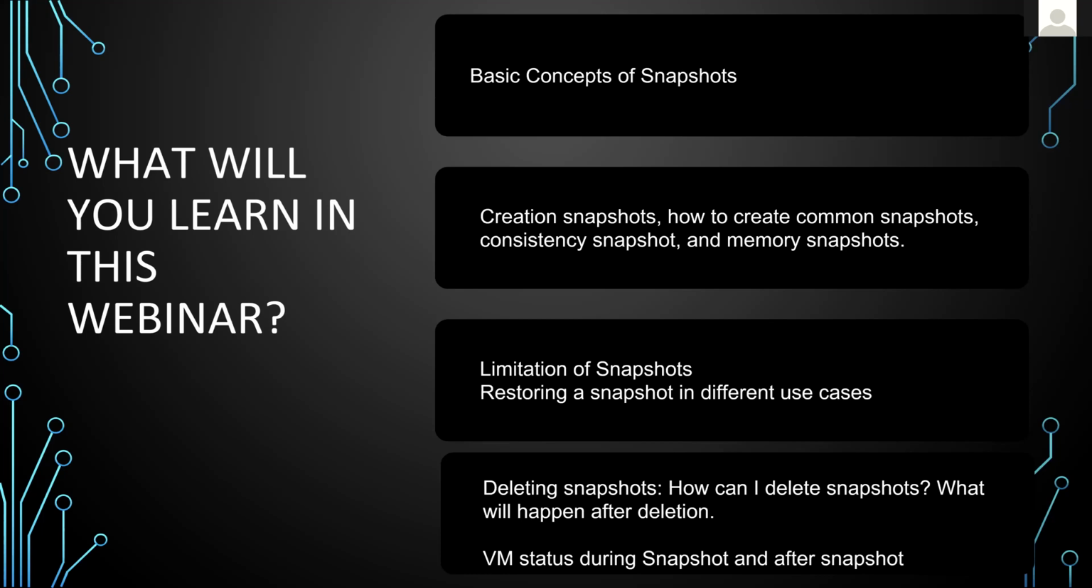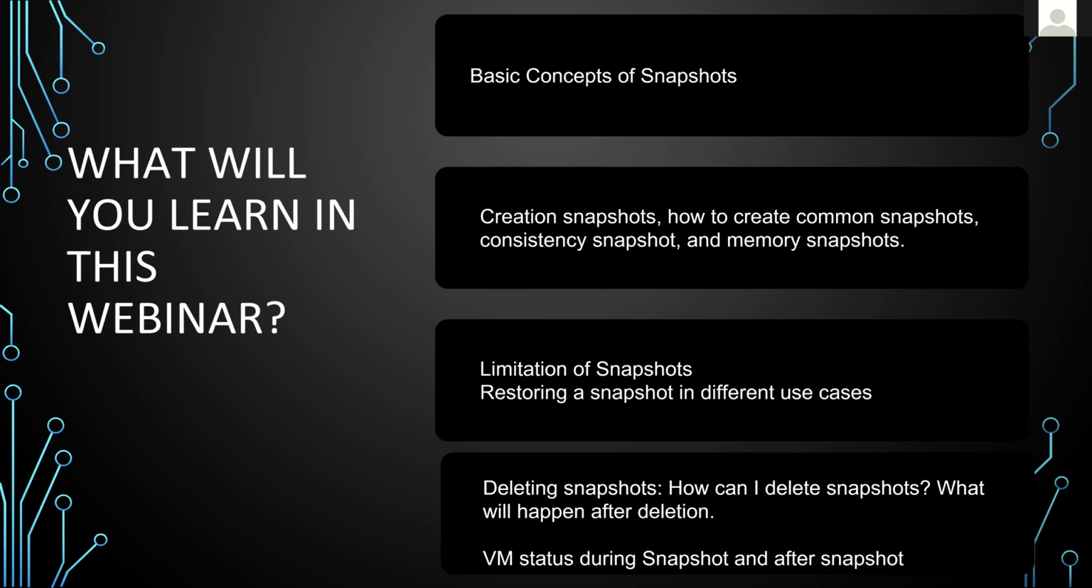Then we will see how we can create a snapshot, and how we can use common snapshots, consistency snapshots, and memory snapshots. These are the 3 different types of snapshot in FusionCompute. We will see what the differences between them are and how we can use them, and what the best usage is for the different types of snapshots. And we will see it in a lab as well. We will try it and see how it works.